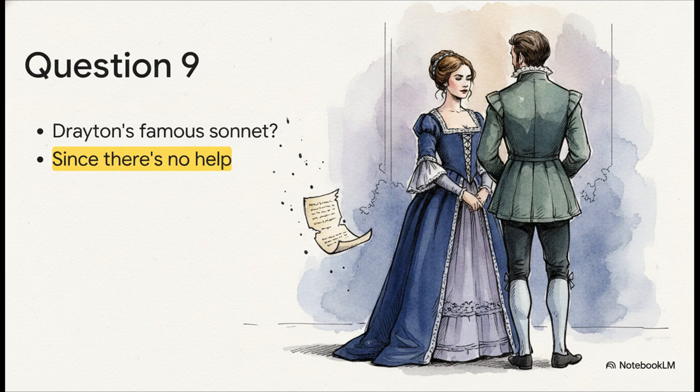Michael Drayton is specifically noted for which famous sonnet? Your options are A, Since There's No Help, B, Delia, C, Epithalamion, or D, Astrophil. The answer is A, Since There's No Help.